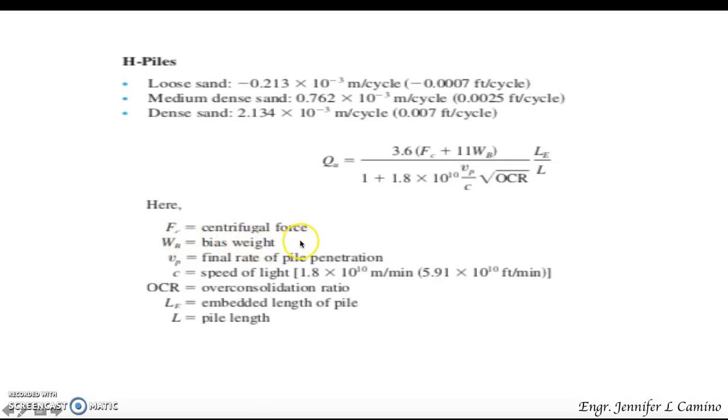So our F sub C is the centrifugal force. This one is our W sub B, bias weight. This is our V sub P, which is the final rate of pile penetration. C is the speed of light, which is equal to this value. OCR is the overconsolidation ratio. Our L sub E is the embedded length of pile. L is our pile length.